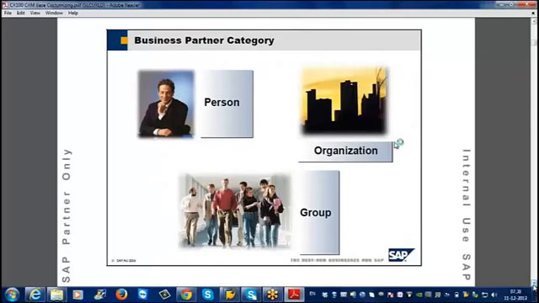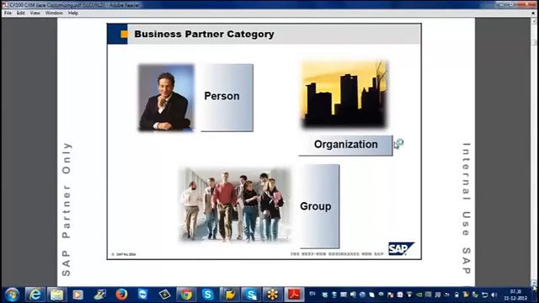Whenever you try to create a business partner in R3, you have a specification that you need to choose an account group, then that forms the basis to create your business partner, right? But in CRM, whenever you try to create a business partner, you need to create it within one of these categories. It can be a person, or an organization, or a group.